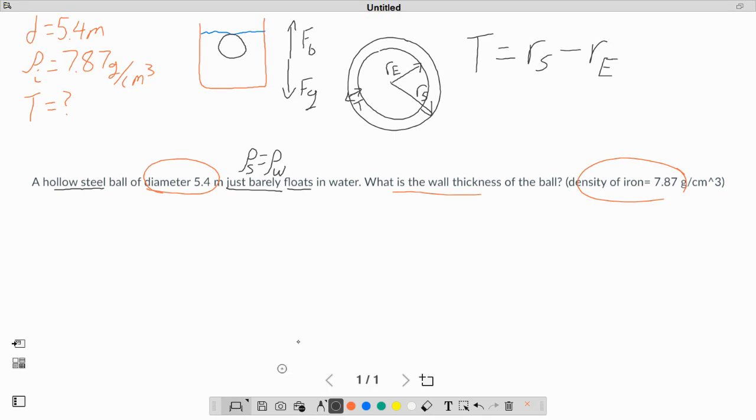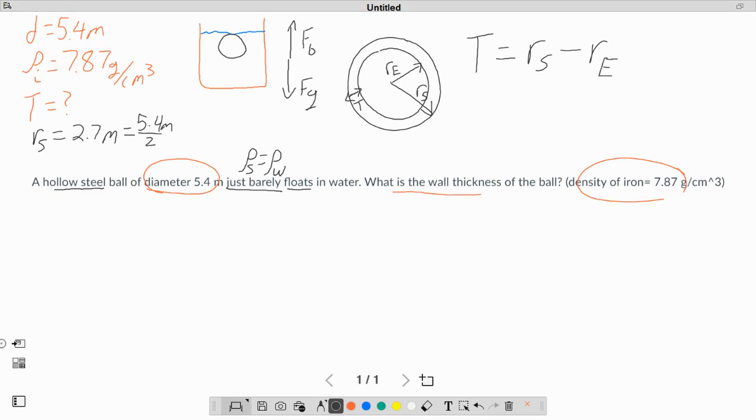Well, good news. R sub s is pretty obvious. It's basically written up here. We just cut this in half. So let's say r sub s here is half of 5.4, so that'd be 2.7 meters. All right, let's write this out here to make sure everybody's clear. So 5.4 divided by 2 is 2.7. All right, so we got that. So we're most of the way there. We just need to find this inside radius.